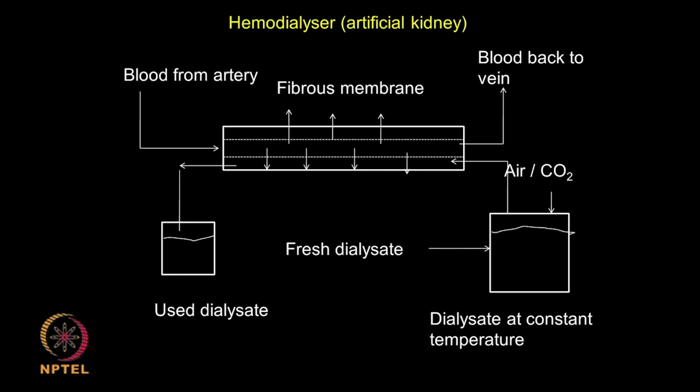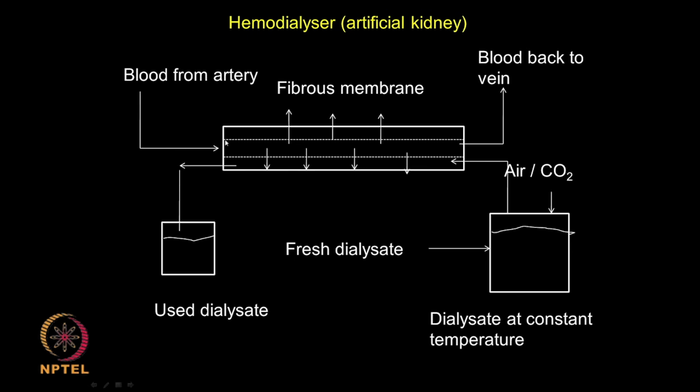Now, let us look at another important membrane process, and this is called hemodialysis. This is an artificial kidney, for patients who have kidney failure. The kidney is not able to do its job of separating the salts present in the blood into the aqueous urine. Such patients have to undergo this type of hemodialysis, or simply dialysis. Sometimes they may have to come to the hospital once every fortnight and get this done.